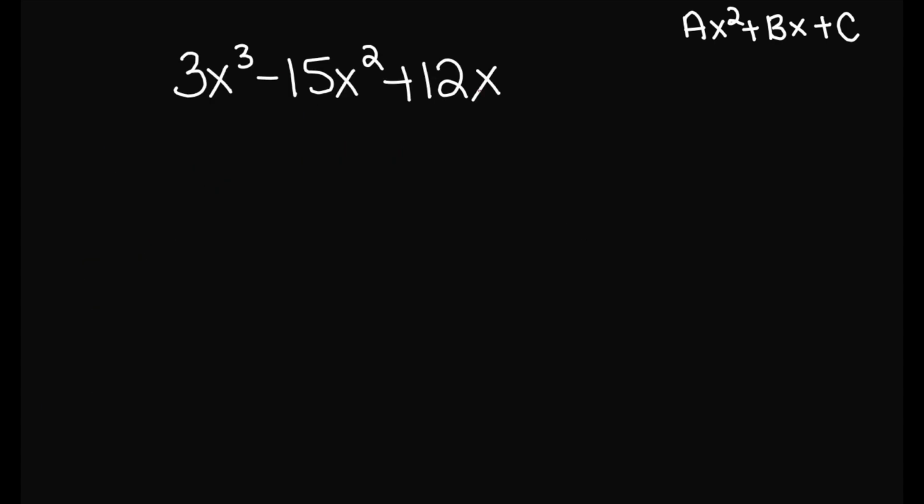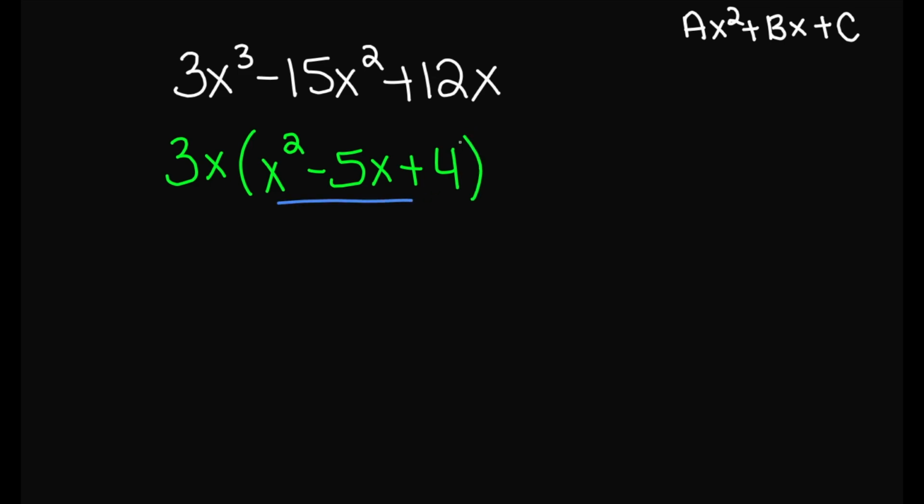Let's look at this example here. We have 3x cubed minus 15x squared plus 12x. So for this example, before we do anything, notice that you do have some common terms here that you can factor out. By looking at this example, I can factor out 3x first. If I factor out 3x, I'll be left with x squared minus 5x and then plus 4.